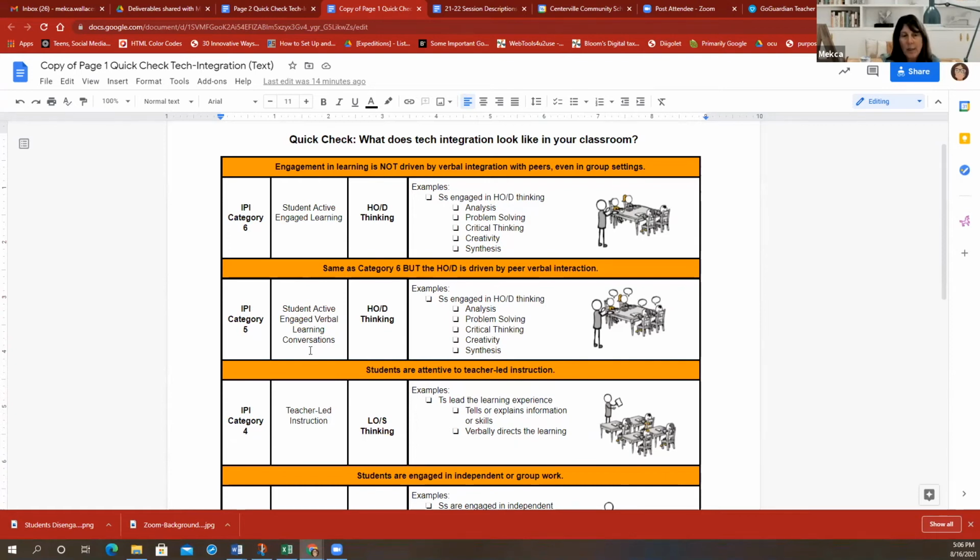But when they're truly engaged in higher order, deeper thinking, that's when we want to see students using their device to do some analysis, some problem solving, critical thinking, creativity, and synthesis. And the only difference really between category 6 and category 5 is when we add that peer verbal interaction. And that really is the sweet spot.